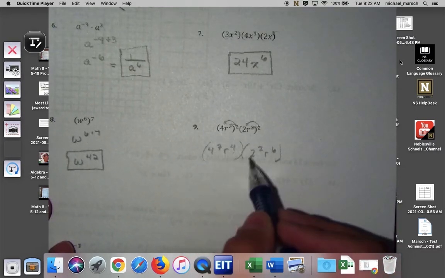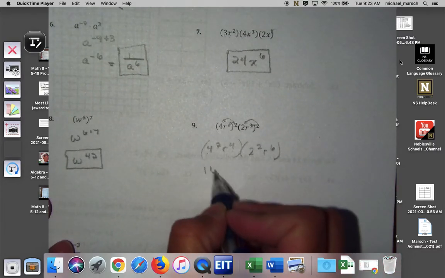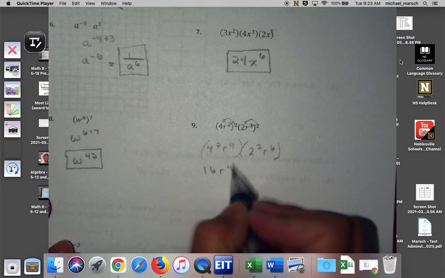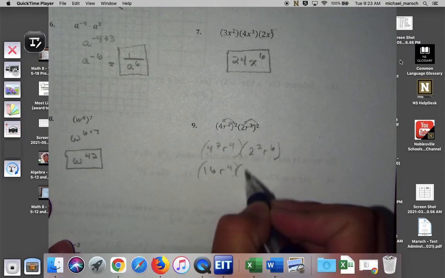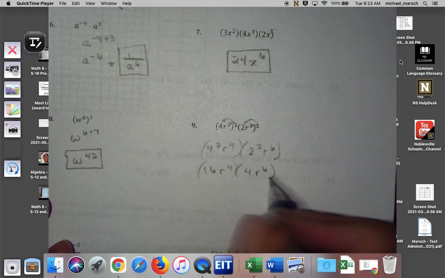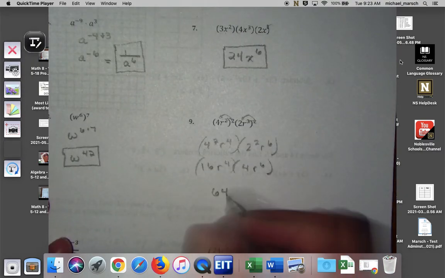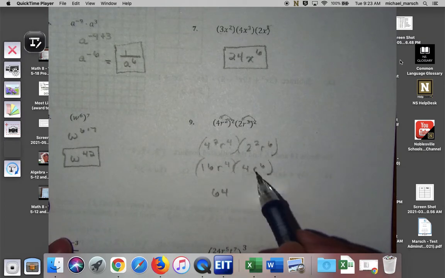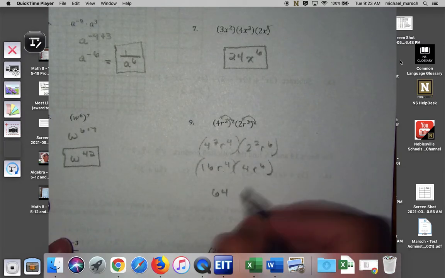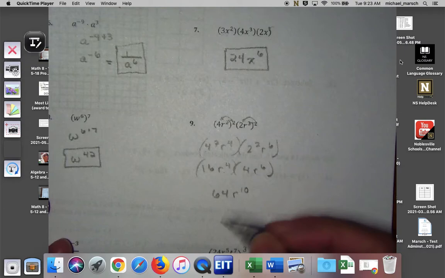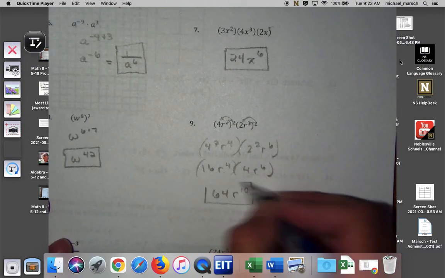Now I'm going to actually figure out, so I have 16, because 4 squared r to the 4th times 4 r to the 6th. Now I'm going to do 16 times 4, and I'm going to get 64. R to the 4th times R to the 6th, I'm going to add those. So 64 R to the 10th will be my final answer there.